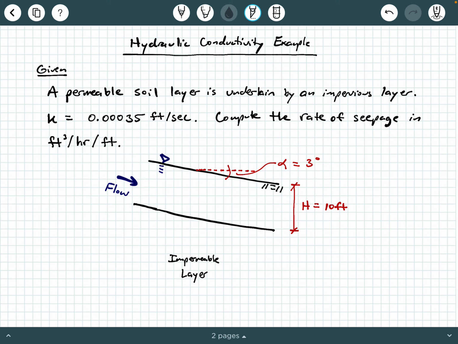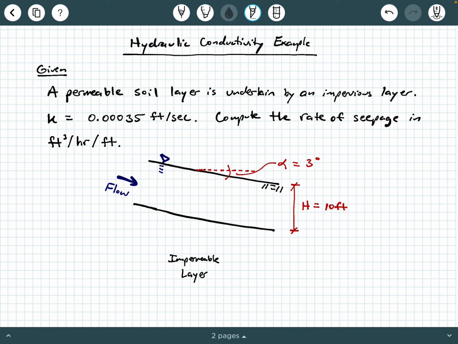In the given information, we're being told that a permeable soil layer is underlain by an impervious layer. So what we have in this diagram is the ground surface, and it has a water table at the ground surface. So we can assume that this entire layer is saturated and is permeable. And the impermeable layer is beneath that. So this space under here represents the impermeable layer where we're assuming that water cannot flow.